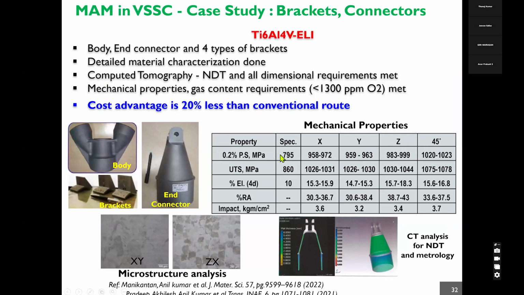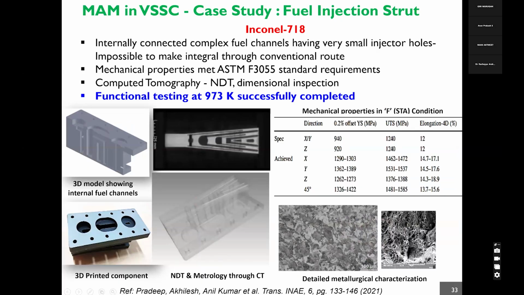Here you can see these are the specified mechanical properties, and we have evaluated properties in three different directions: X, Y, Z, and 45 degrees. And in all directions you can see properties are comfortably met. We have carried out detailed characterization of this, and here in case of titanium, we are definitely getting a cost advantage of more than 20%.